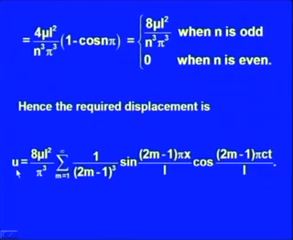So, then u will be equal to 8 mu L square over pi cube, sigma m takes values from 1 to infinity, n is replaced by 2m minus 1. So, we will get 1 over 2m minus 1 whole cube into sin n pi x over L becomes sin (2m minus 1) pi x over L, and cos n pi c t over L becomes cos (2m minus 1) pi c t over L.